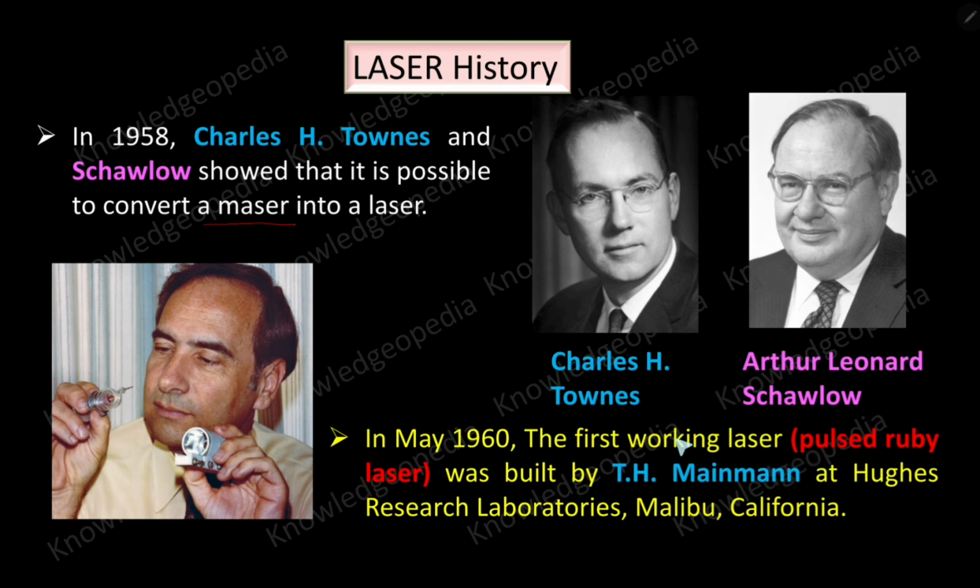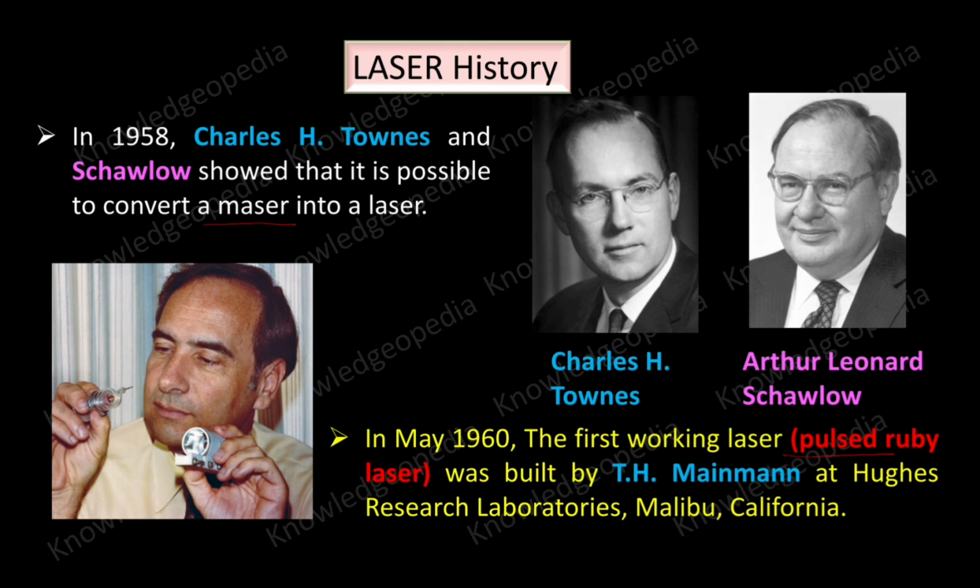And as we discussed, in the year 1960, that is May 1960, the first working laser, which was a pulsed ruby laser, was built by T.H. Maiman at Hughes Research Laboratory, California. So this is the scientist T.H. Maiman who developed the first working laser, that is the ruby laser, and the output was in the form of pulses. That's what the name is, pulsed ruby laser. That was not a continuous source. So the output was in the form of pulses, right?